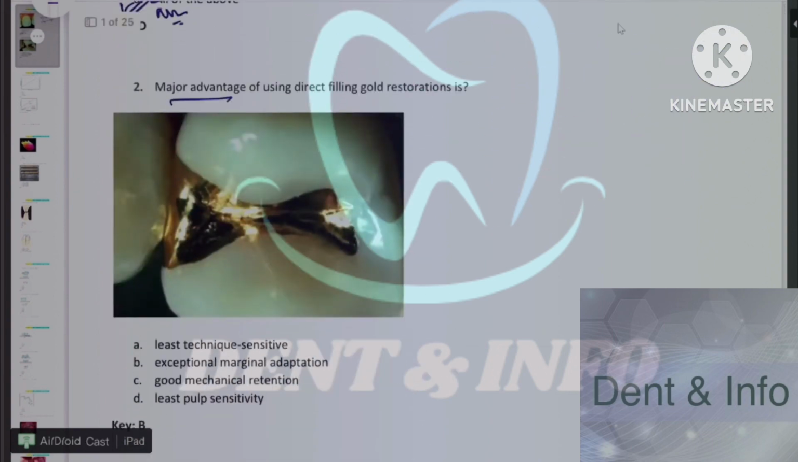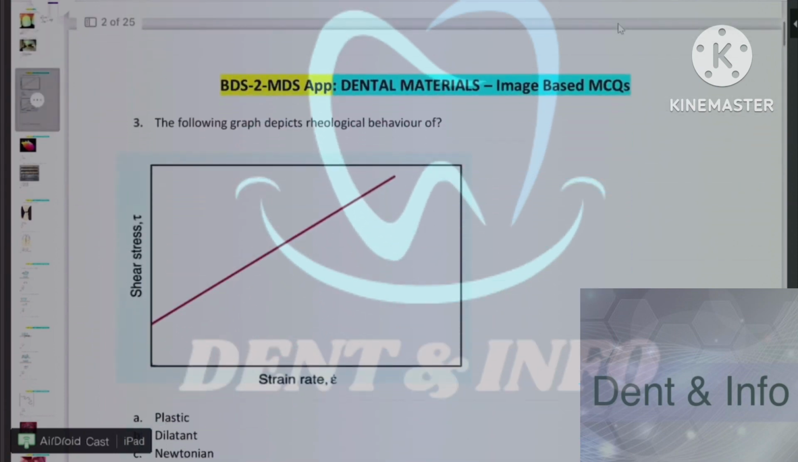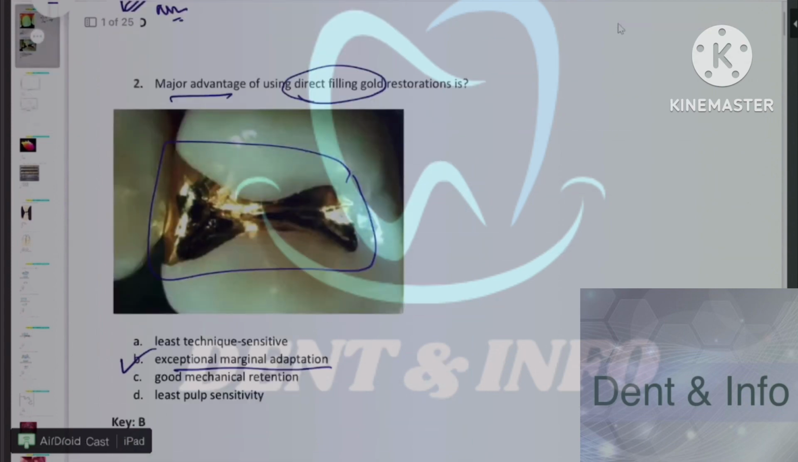Major advantage of using direct filling gold is exceptional marginal adaptation. See, such questions will have something related to the material, not directly what is this material. Nobody will show you this and ask what is this.